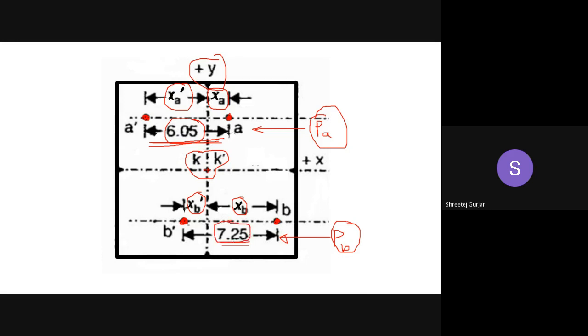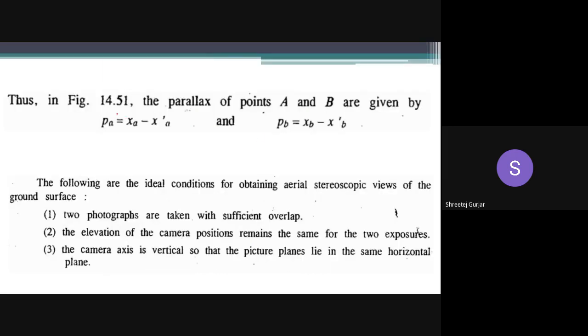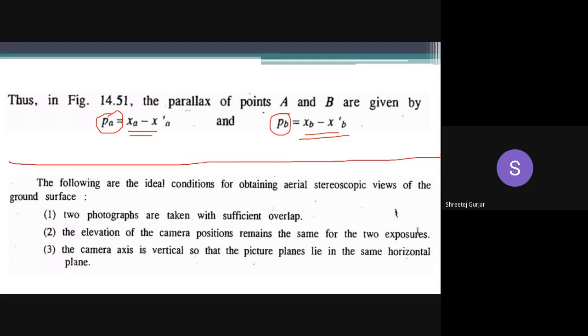The difference between these two parallaxes is called the difference in parallax between two points. As I've told you, this difference usually occurs because of the difference in elevation. You can see here PA and PB. Make sure you keep signs properly, positive and negative, while substituting. After this, this particular topic is done.